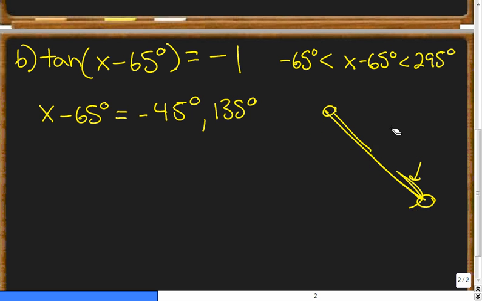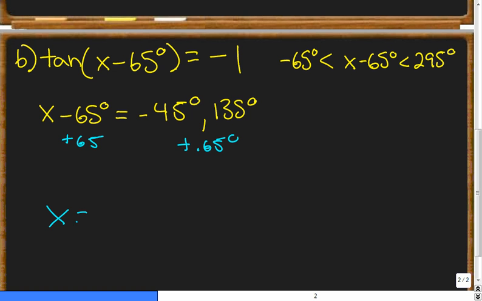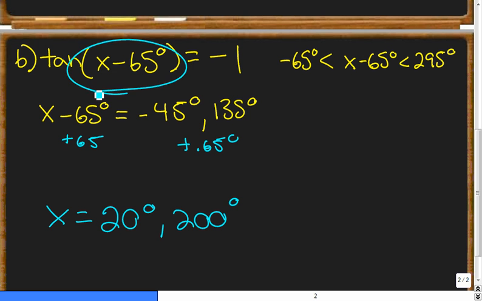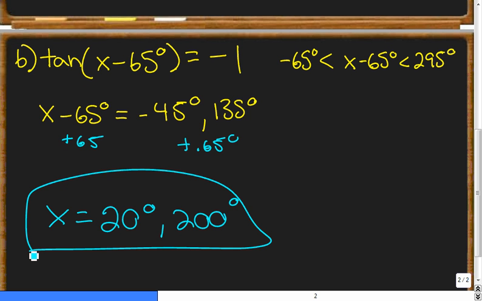And so we get these 2 points, and now all we have to do is add 65 degrees to both of these. So we're going to get x to be 20 degrees and also 200 degrees. And again, that makes sense. They're 180 apart. They're going to have the same angle. But this becomes a little weird because we've altered our input. So just make sure that you're paying attention to your input and what your window is when you're doing these problems.